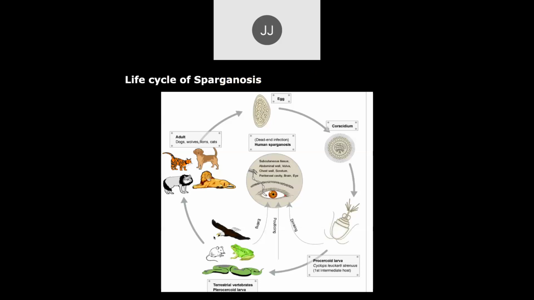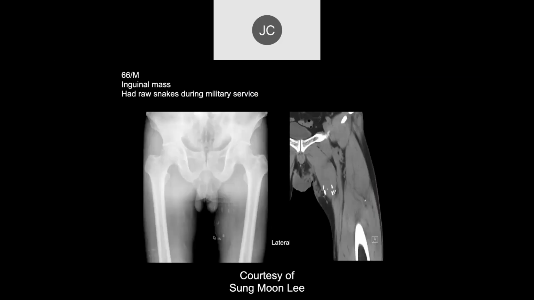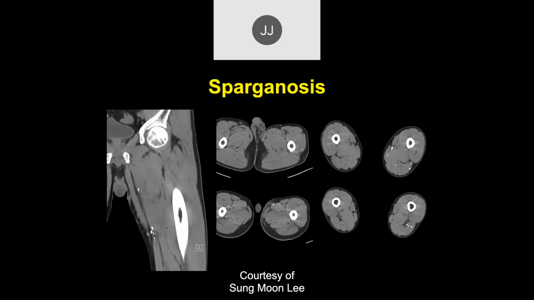Yeah. Well, we'll see some more sparganosis because it's a favorite disease of Dr. Su in South Korea. Mass had raw snakes in military service. Yeah, we see these linear calcifications. Until you get hungry enough. Is that Vietnam or Thailand or someplace? Typical calcifications.